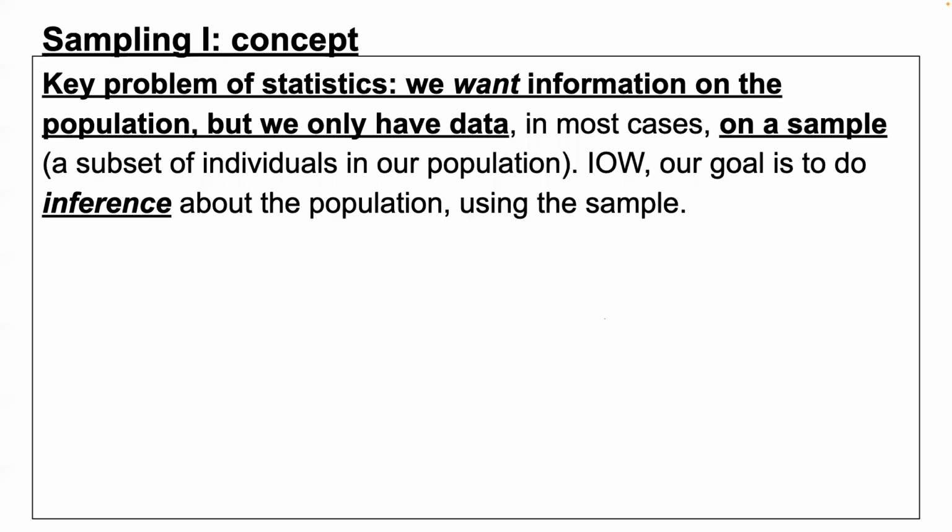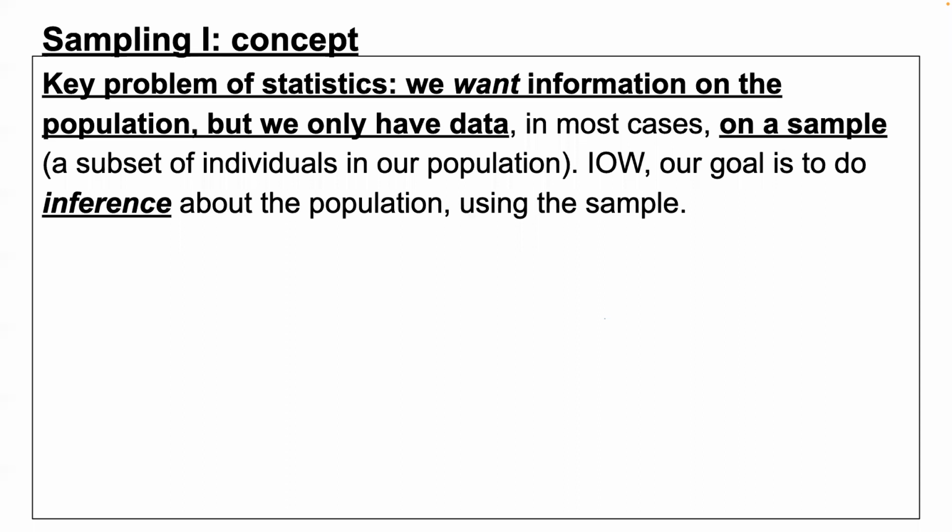Let's talk a little bit about sampling. So the key problem of statistics, and one we have not yet addressed, even though I mentioned it a few times today, is we want information on the population. Can anyone remind us what the population means in statistics? Does it mean everybody in this state or everybody in the US? Like the actual population? No, it means the whole set of people or the things you care about. It doesn't have to be people.